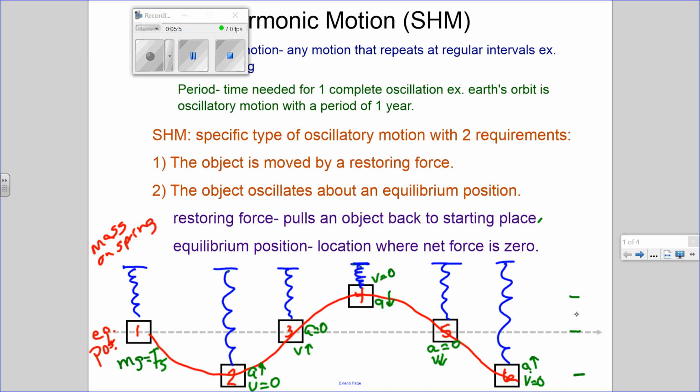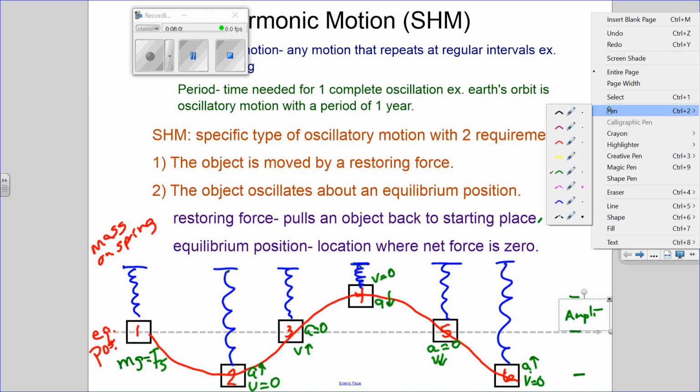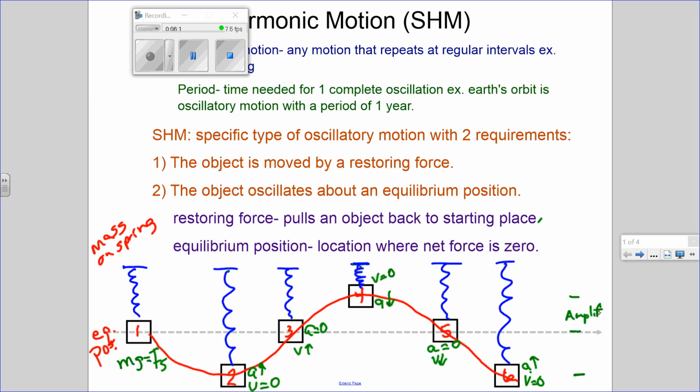Now, if you look at the displacement, it oscillates between a maximum displacement here, and we call that the amplitude. And this is the amplitude. And down here, this is the amplitude. And if this is the 0 line, this would be positive A or negative A, depending on your direction.